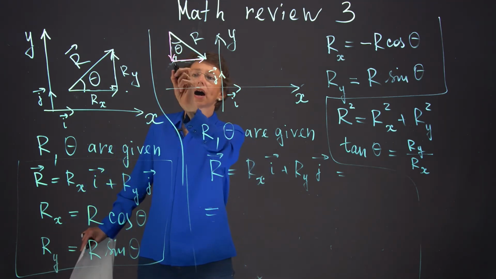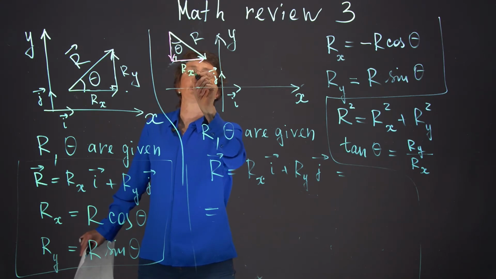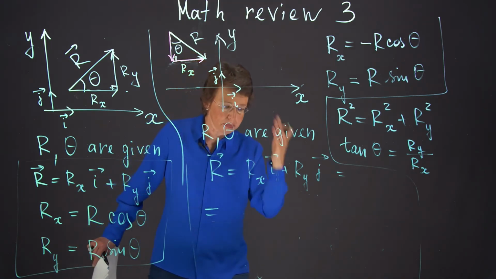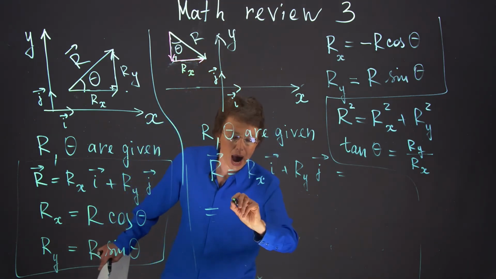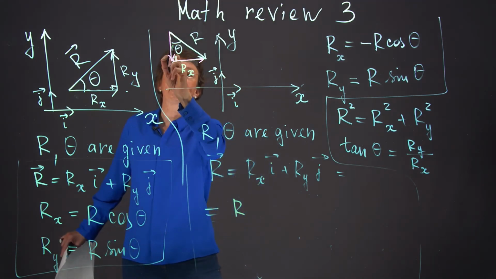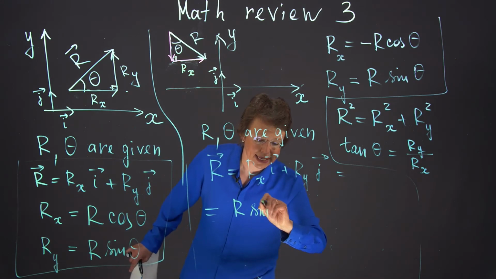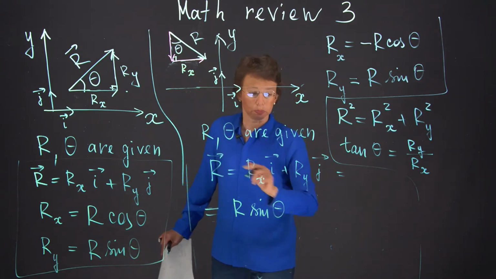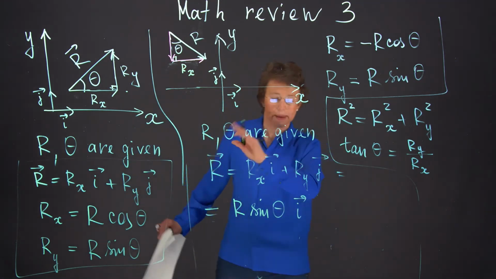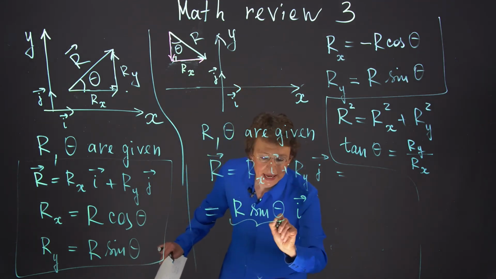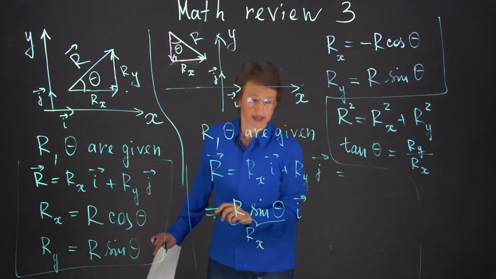So, what is r sub x? First of all, we put the length, the magnitude. It is r. In this case, theta is opposite to this leg, so I put r sine theta and plus i. We are happy. And this is my r sub x.